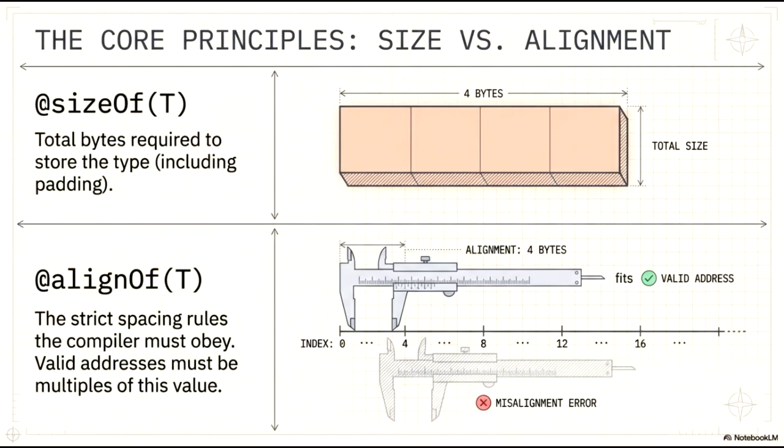As depicted by the calipers, when data is correctly positioned on these boundaries, we have a valid address. If the data falls between these multiples, it results in a misalignment error, which can lead to significant performance penalties or system crashes. Balancing these two principles is key to writing efficient, hardware-compatible code.